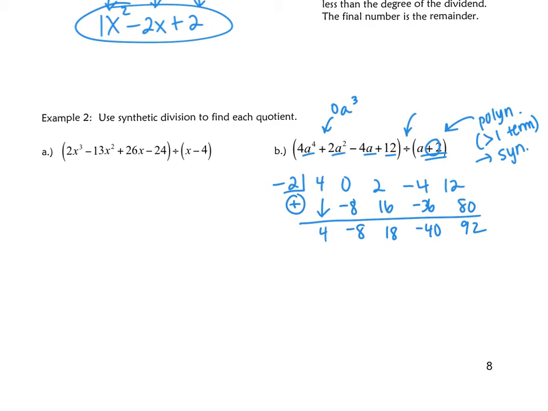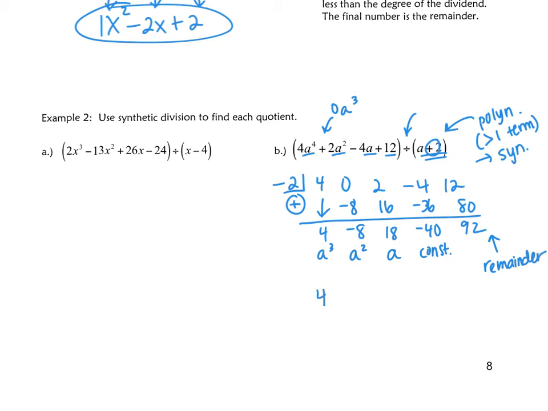We started with a to the fourth, which means we start 1 degree less down here. So again, a to the fourth is what we started with. So down here starts 1 exponent less, or 1 degree less. So it'll be a cubed, a squared, a constant. This is our remainder.